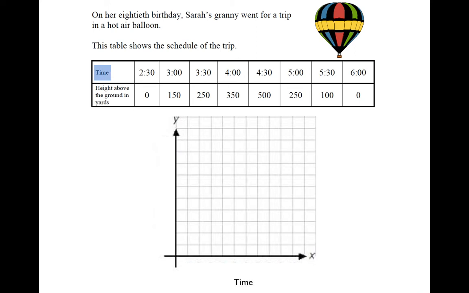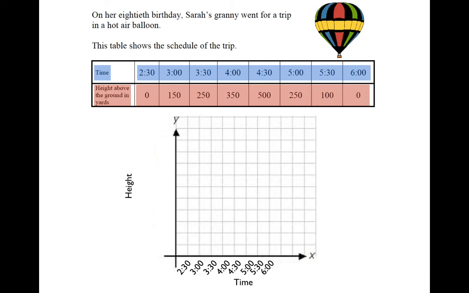I put my time as my x-axis, and I put my height as my y-axis. Then I need to go ahead and label my lines. So I label them with time this time around, and I label my height. And because I see that I go from 0 to 500, I decided to move up the lines by 50. So I went 50, 100, 150, 200, 250, 300, 350, 400, 450, 500. Because 500 is the max that I have to go to.